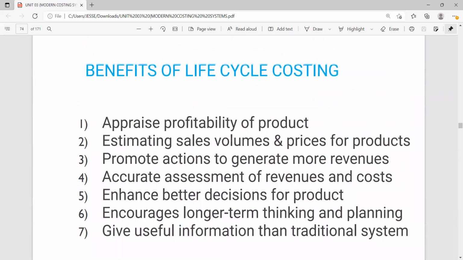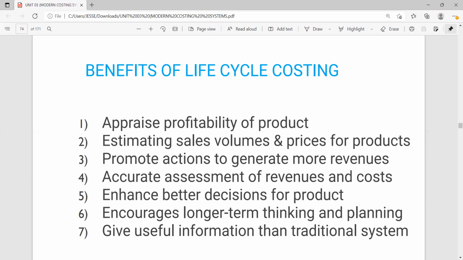Now, before we end our discussion today, let's look at some of the benefits of life cycle costing. What are the benefits of life cycle costing? Now, life cycle costing helps us to assess the profitability of a product. It also helps us to estimate sales volumes and prices for products, because we understand that a product goes through different stages, and these stages would influence the sales volumes and the revenues at the different stages.